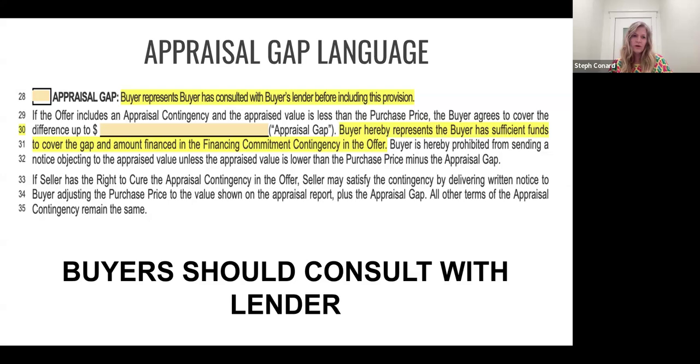But I don't think this one is used as much, to be honest. Now that we've got comps to support our purchase prices and our list prices, I should say, I feel like all of that has caught up, and the need for the appraisal gap is not as it was years ago. So, all right, any questions with that?